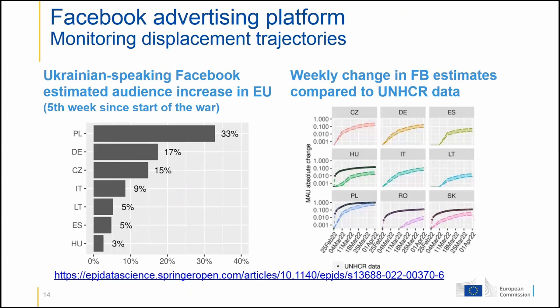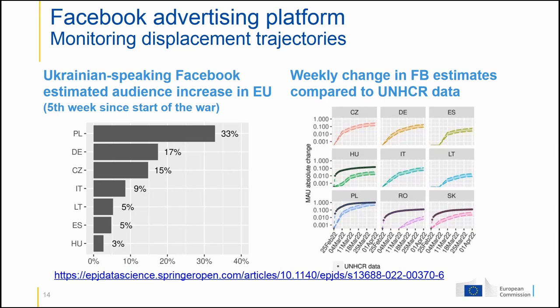After all this processing, we were able to get a sort of signal from this data about the displacement trajectories of these people fleeing the war. And on the left side, you can see, for instance, at the latest week we had, at the time of writing the article, most people were supposedly moving towards Poland, followed by Germany. And the rest is just a list of the other member states which had an increase in these monthly active users compared to the baseline, which was the pre-war situation, above 2% level.